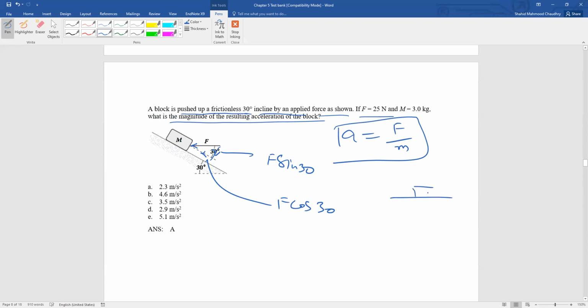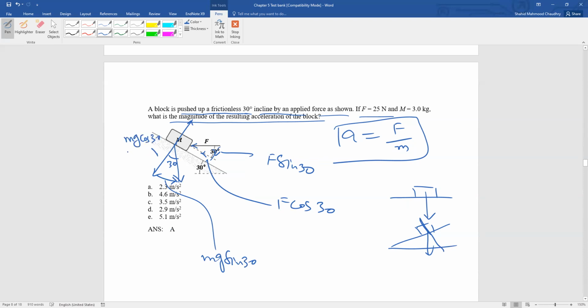You know that in the horizontal case, it is like this one, but in this case, it has two components again. So this is the weight or the mass of the body, and this is the normal reaction, and this component and this component. So this is 30. So this component will be mg sine of 30, and this component will be mg cos of 30.